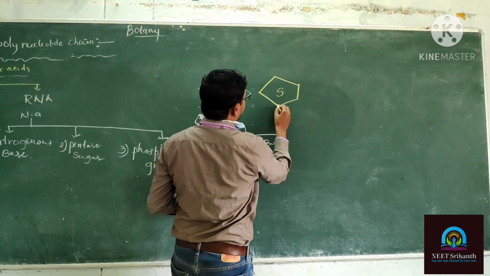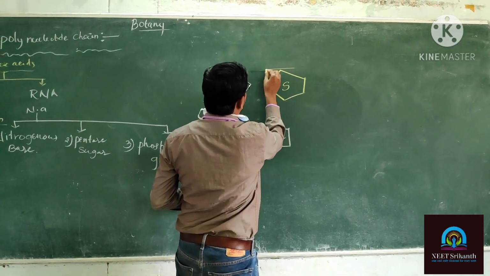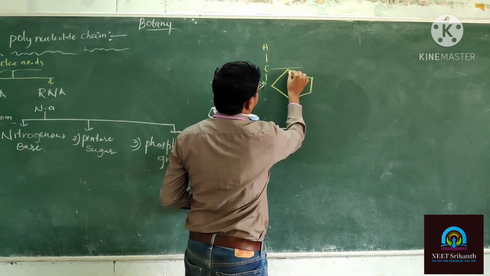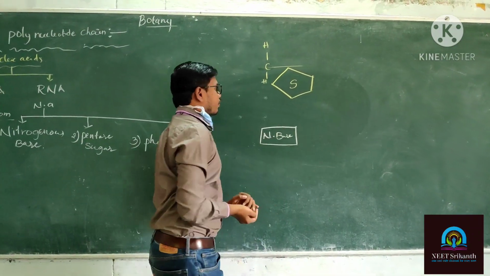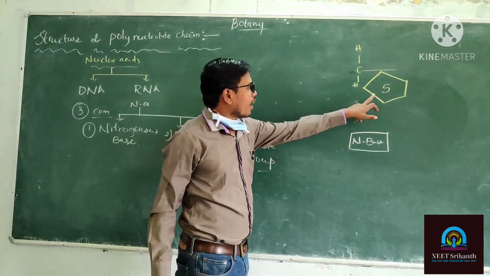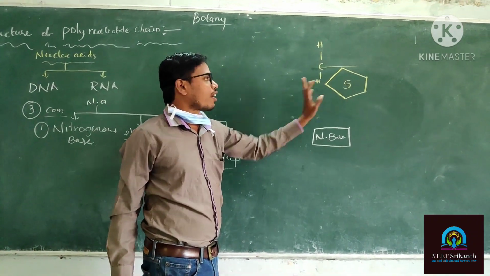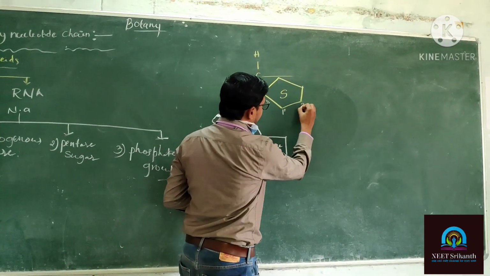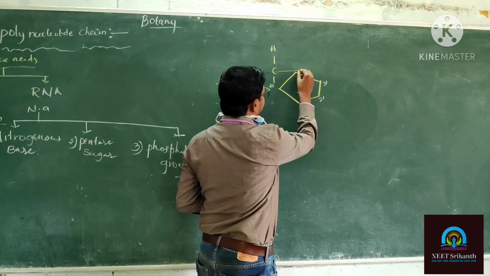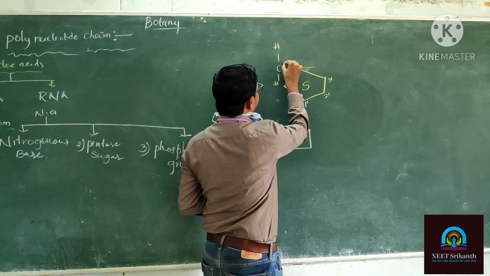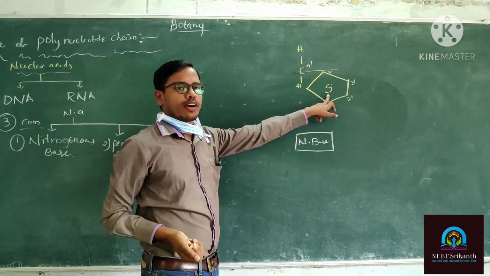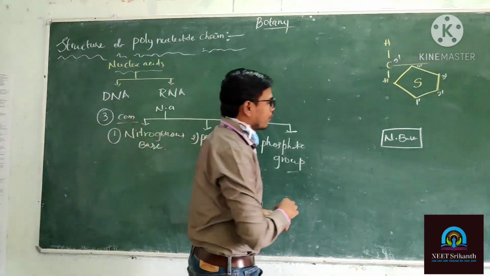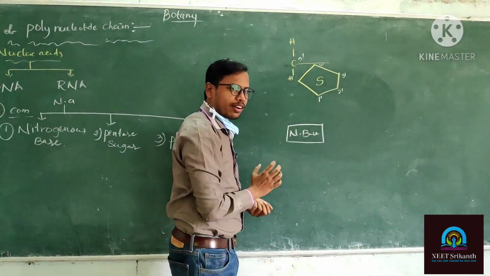So here, this is the nitrogenous base and this one is a pentose sugar. How many carbons are there here? Number 1, 2, 3, 4, and this one is a 5. How many carbons are present in this sugar? 5. So that's why it is called pentose sugar. So you can observe the nitrogen base and pentose sugar.